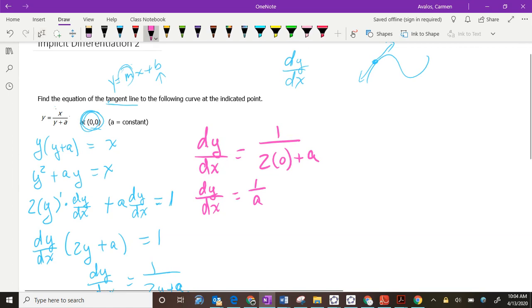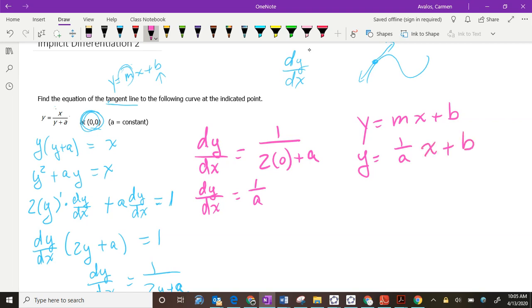Now we're going to take y equals mx plus b. We keep the y, the slope is the derivative, 1 over a, then we keep the x, and then plus b. Well, we also know what the x and y are, because I still need to know what the b is.